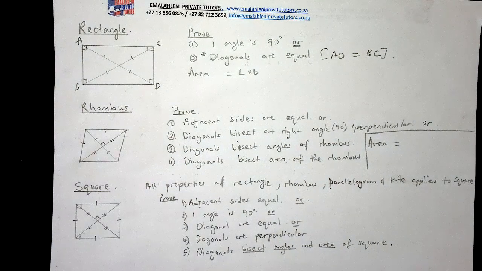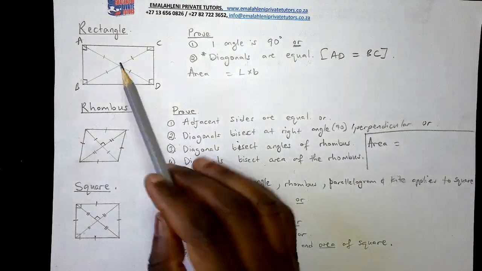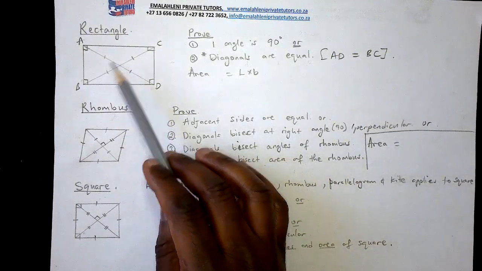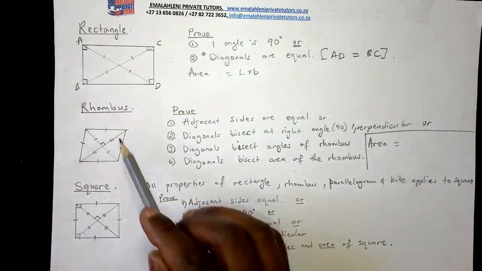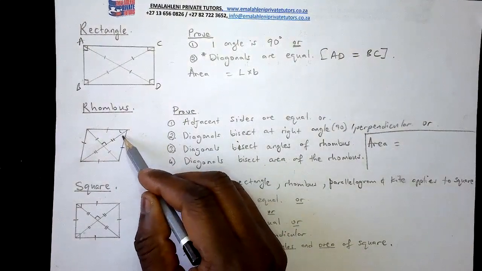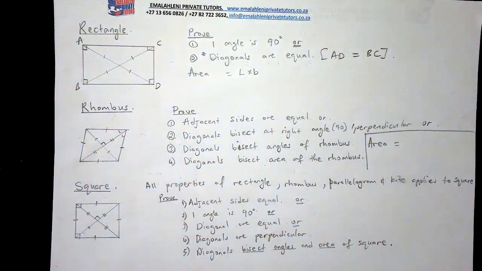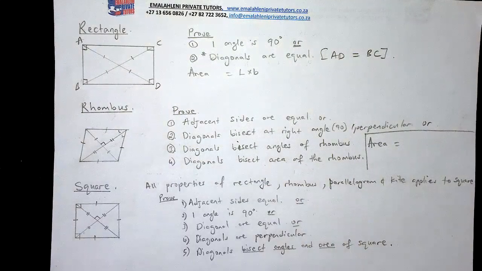Then diagonals bisect at right angle. These diagonals didn't bisect at right angle for a rectangle, but for a rhombus, they bisect at 90 degrees, which means they are perpendicular to each other. Now, diagonals bisect angles of the rhombus. So these angles here are bisected. That's what it means. Then diagonals bisect the area of the rhombus, meaning this area here and this area here are actually equal.